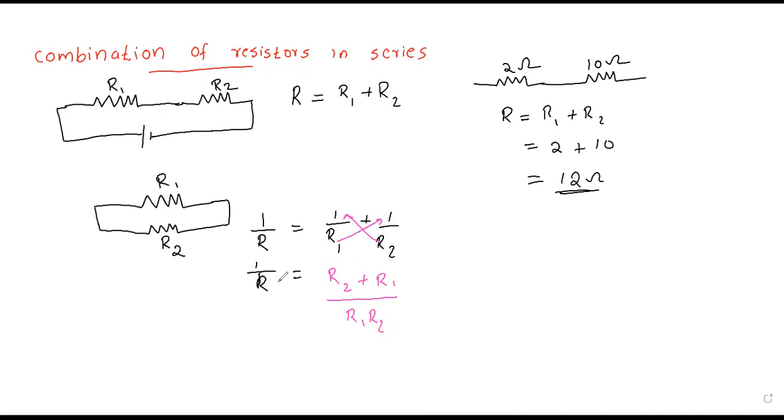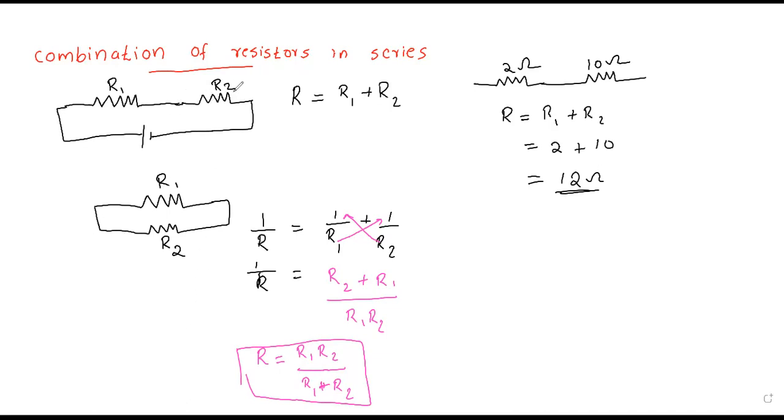Okay, so we can take the reciprocal. Here it is 1 by R. If you take the reciprocal, this becomes R is equal to R1 R2 divided by R2 plus R1, which is R1 plus R2. Both are equal, right? So R is equal to R1 R2 divided by R1 plus R2. This is the expression for equivalent resistance when two resistors are connected in parallel.